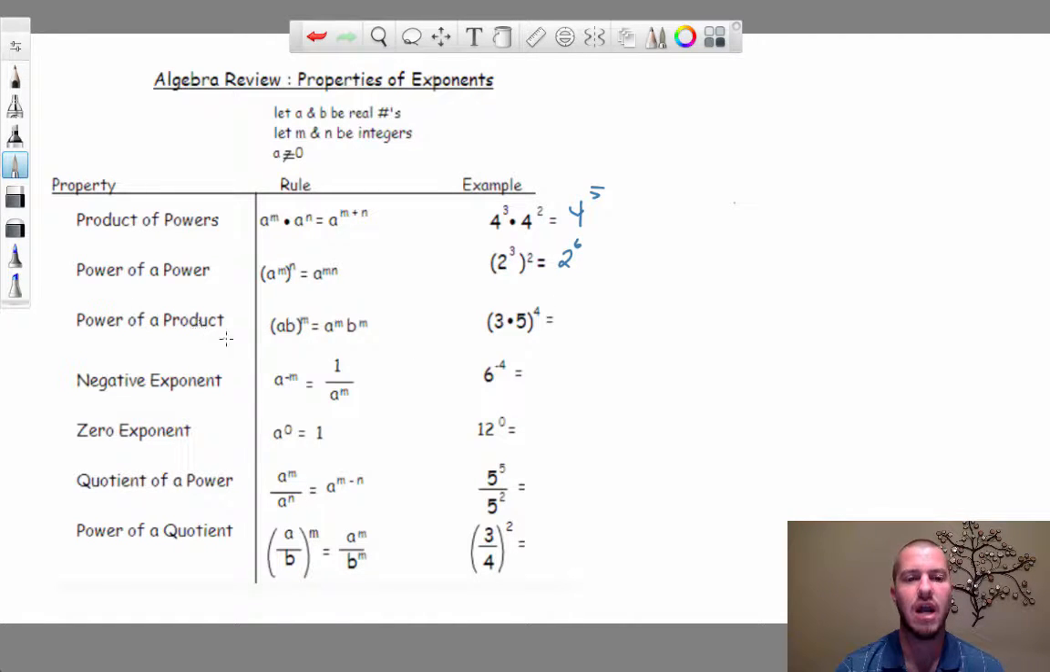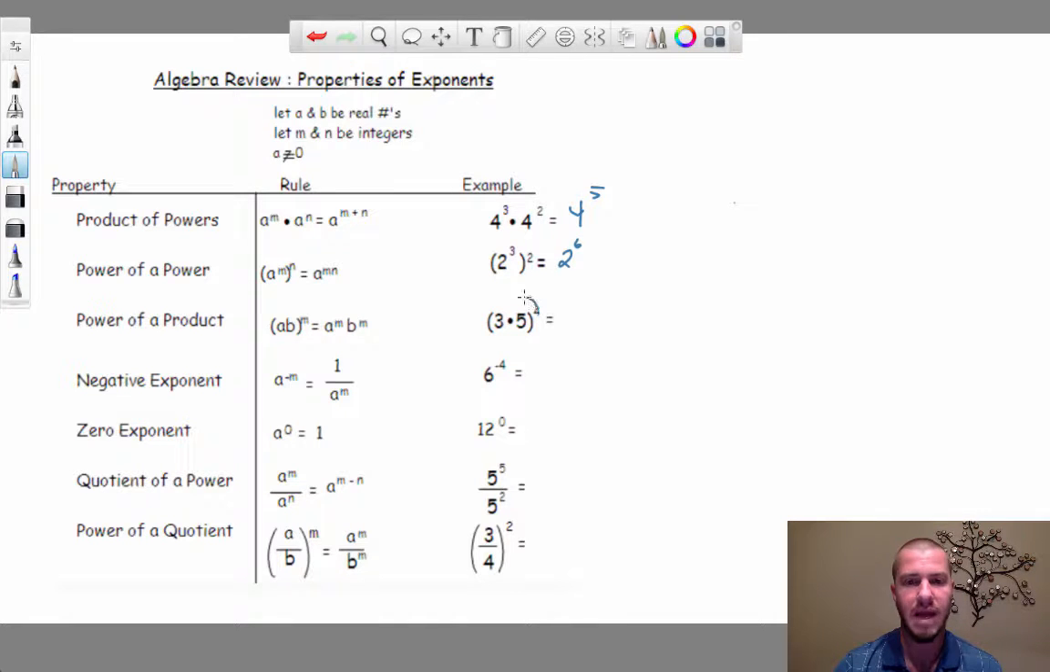Power of a product, which is where you have two things being multiplied, a times b, and that's being raised to an exponent, and that exponent basically goes to each term that's being multiplied. So I think of it as distributing, but if you're going to say that, you have to be specific, and you have to say you're distributing to the exponent, okay? Because a lot of people make a mistake when they say that and they distribute it to the number. You're distributing it to the exponent.